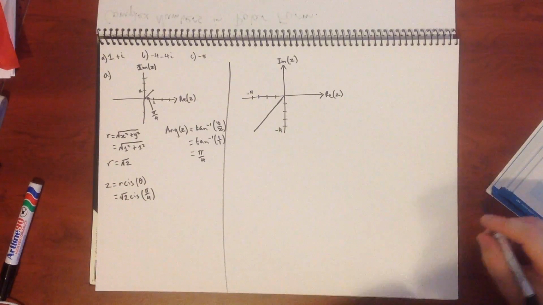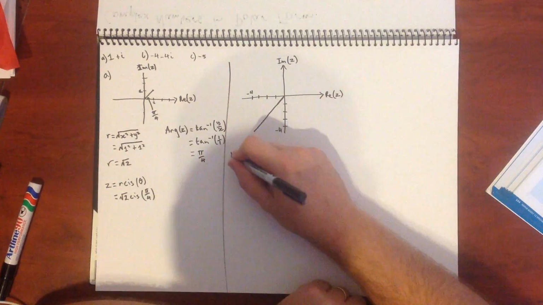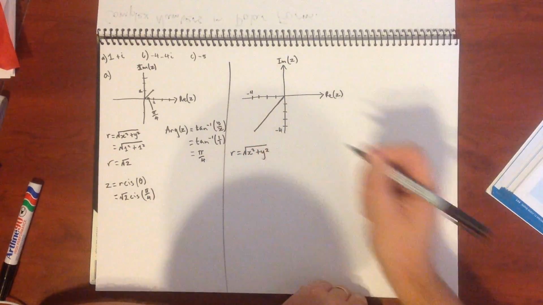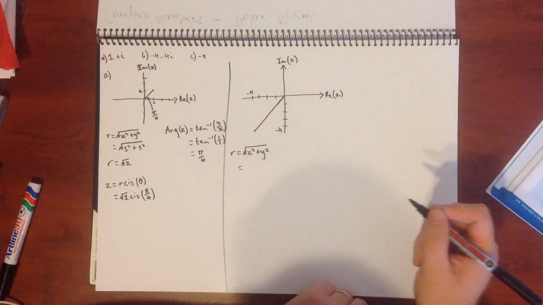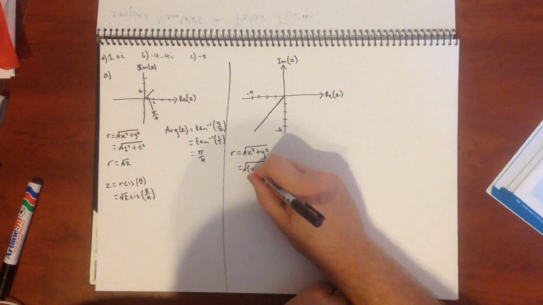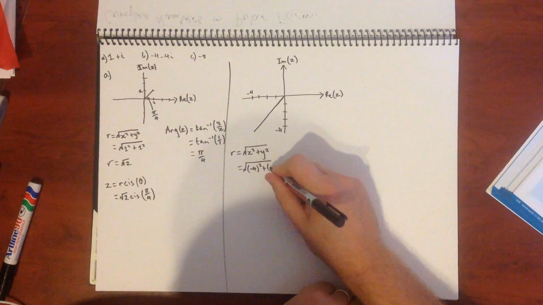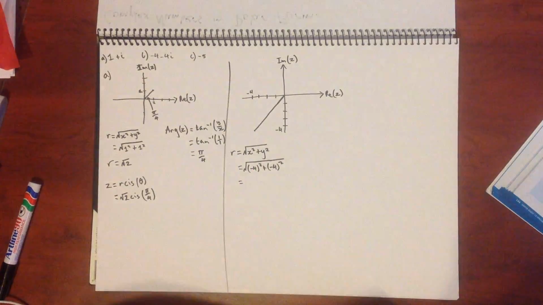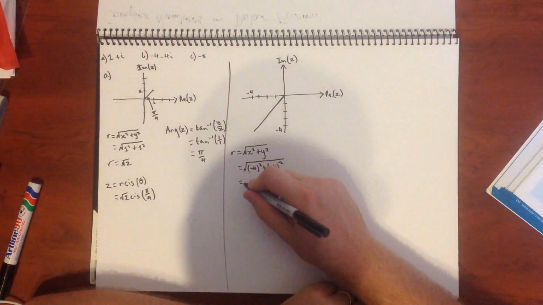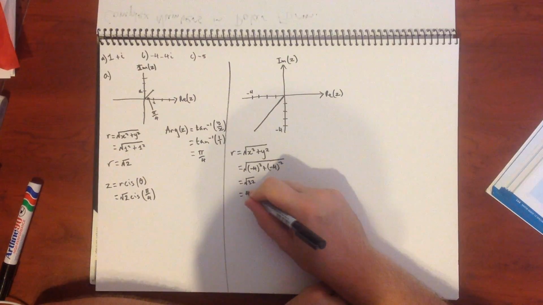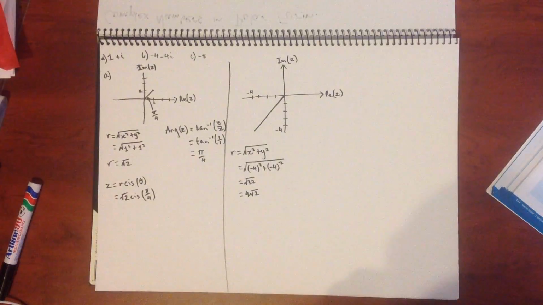Okay, so what we need to start off with is our r. So our r is again square root of x squared plus y squared. Okay, our x and our y are both -4 in this case. Okay, which means we're going to be the square root of 32. Okay, which is 4 root 2. So that's our r value, is 4 root 2.